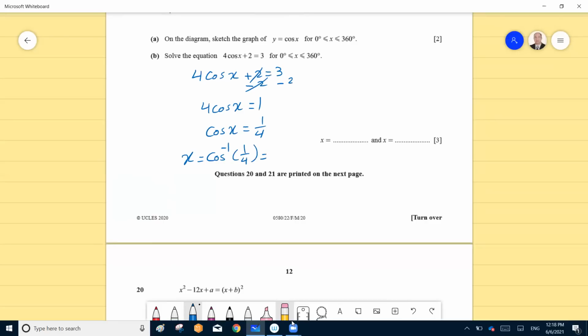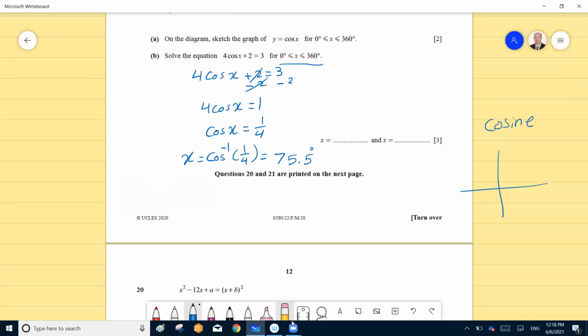By using a calculator, be sure that you're calculating in degrees mode and press shift then cosine, and you can see cosine to the power negative 1. Write 1 divided by 4 inside and close the bracket, and you will get about 75.5 degrees. I want the answer in the domain 0 to 360.